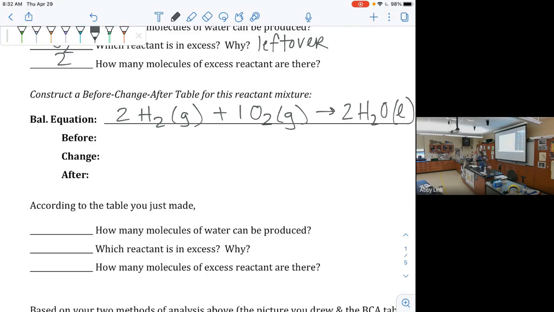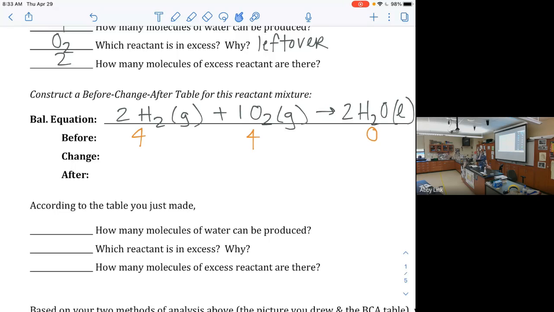Okay, so we are going to start this with 4 moles of hydrogen and 4 moles of oxygen, okay? We are still going to start our reaction with 0 moles of our product.